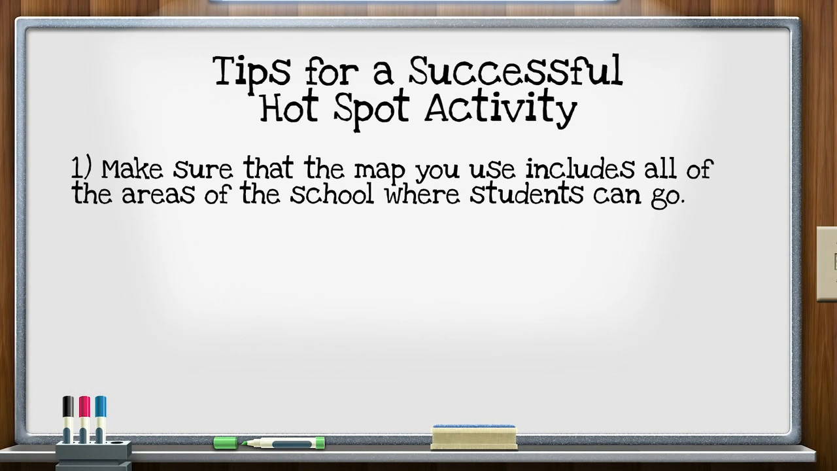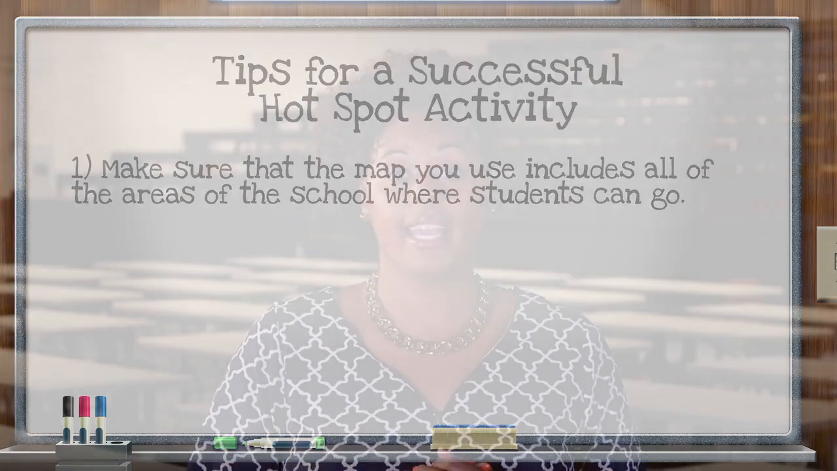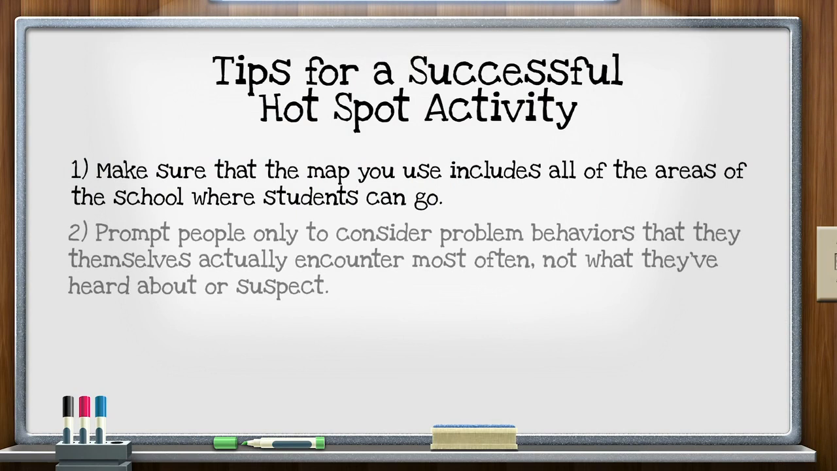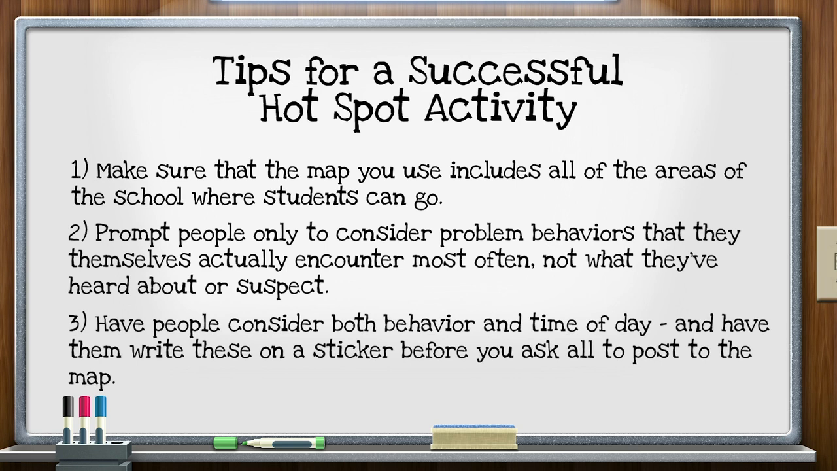First, make sure that the map you use includes all of the areas of the school where students can go. It may be necessary to add a second map area to cover playgrounds or other outer areas. Second, prompt people only to consider problem behaviors that they themselves actually encounter most often, not what they've heard about or suspect. And finally, have people consider both behavior and time of day, and have them write these on a sticker before you ask them to post to the map.